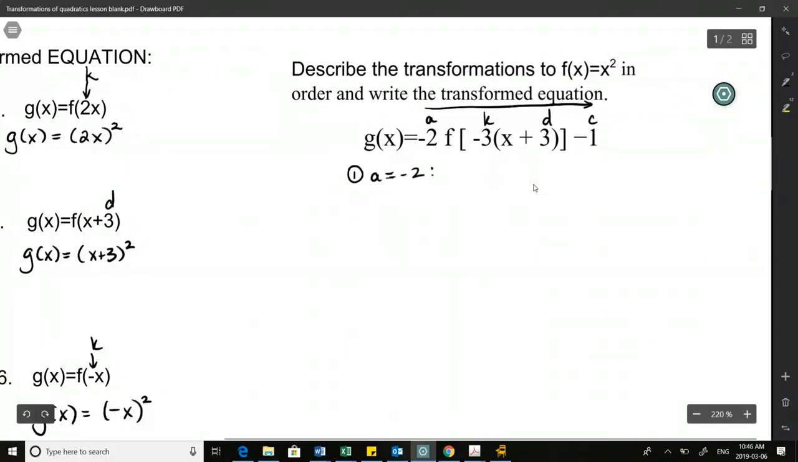Can someone tell me what this does? Vertical flip or reflection. That's the negative part. Yep. And yes, vertical stretch by 2.